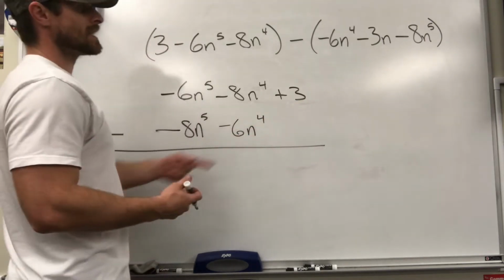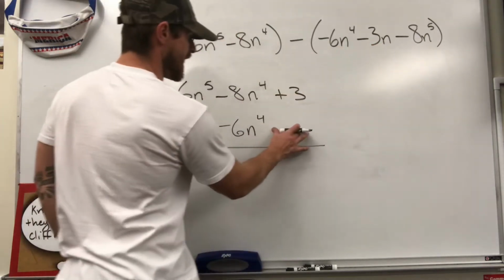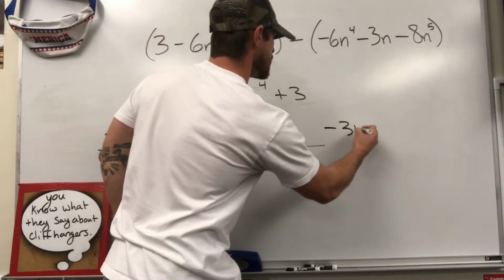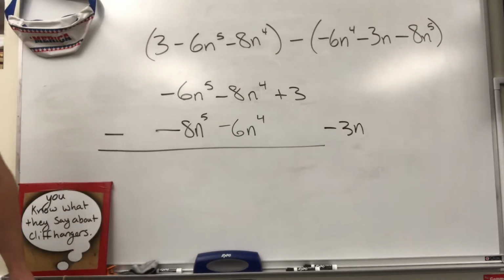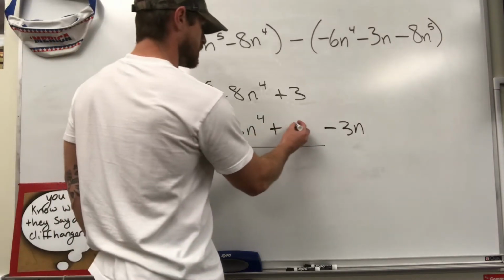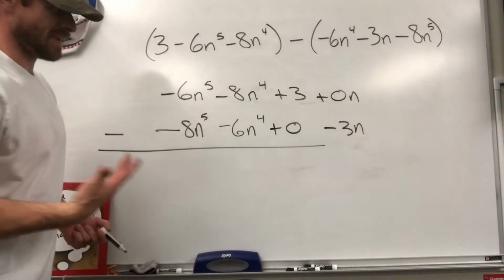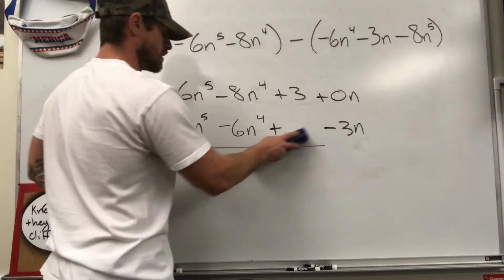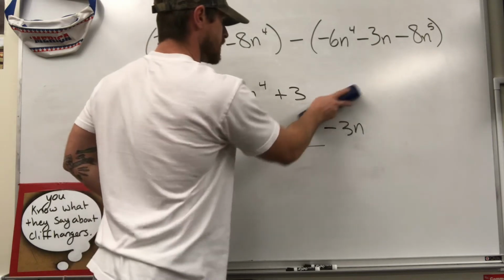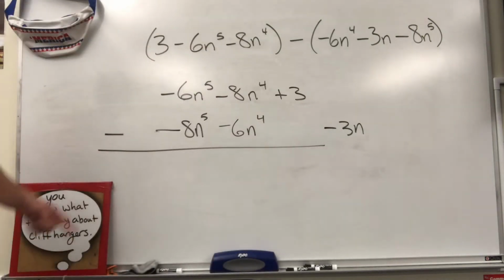Okay, so I need to take that negative 3n. I'm going to put a gap here. I can put negative 3n right there. Some teachers will tell you to put a 0 there, 0n right there. I'm not a big fan of doing that, but if you want to, you're more than welcome to do that. It's your choice. Everybody looks at it differently. Now it's just a matter of subtracting.